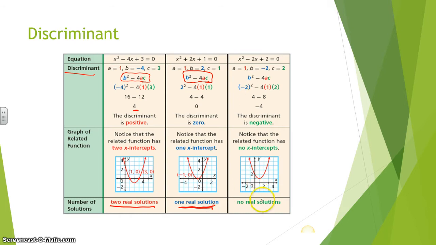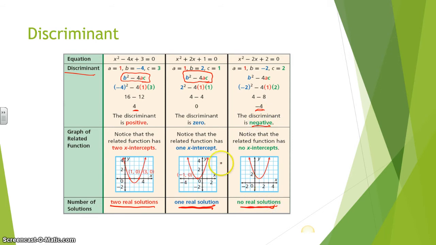The last scenario here on this chart, we have x squared minus 2x plus 2. Our a value is 1, b value is negative 2, c value is 2. Using the formula b squared minus 4ac, we take negative 2 squared minus 4 times 1 times 2, that simplifies to negative 4. So since my discriminant is negative, that would be no solution.